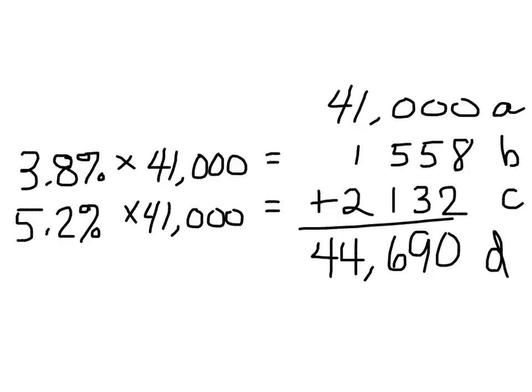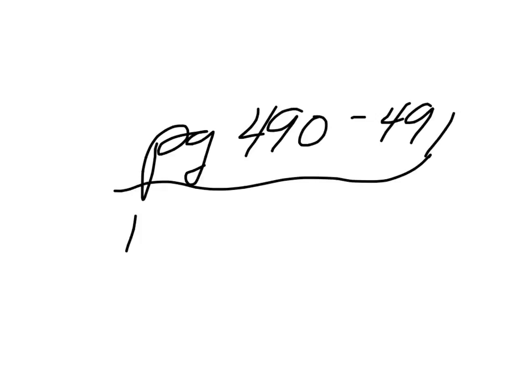Then 10, 11, and 12 are the same type of things, only putting words behind it like we did for the first 2. It's not in a chart format. Any questions about how we multiply and add? Are you guys good? Okay. So on pages 490 to 491, 5 through 12.